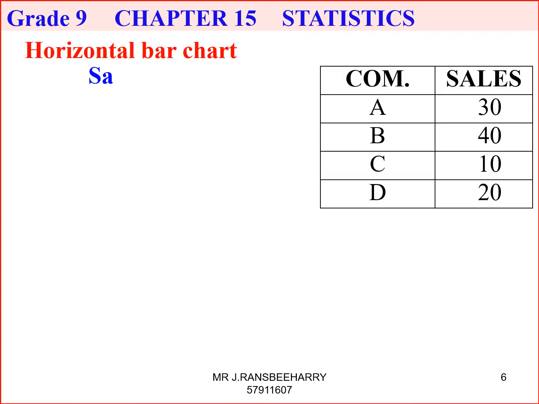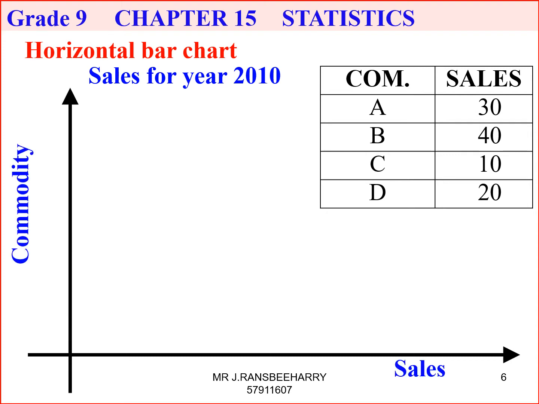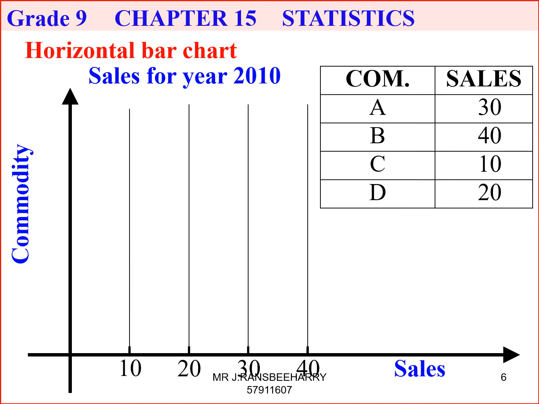Now, horizontal bar chart, the same data given. So title, sales for the year 2010. The x-axis is sales, the y-axis is commodity. So we always say y against x. So we can also say commodity versus sales. So sales, scale as 10, 20, 30, 40. Commodity A, we start with A. So this is a horizontal bar chart. So the bars are going to be horizontal.